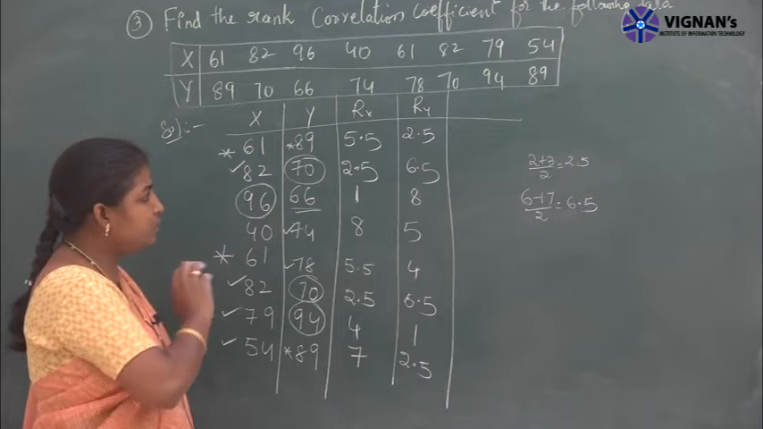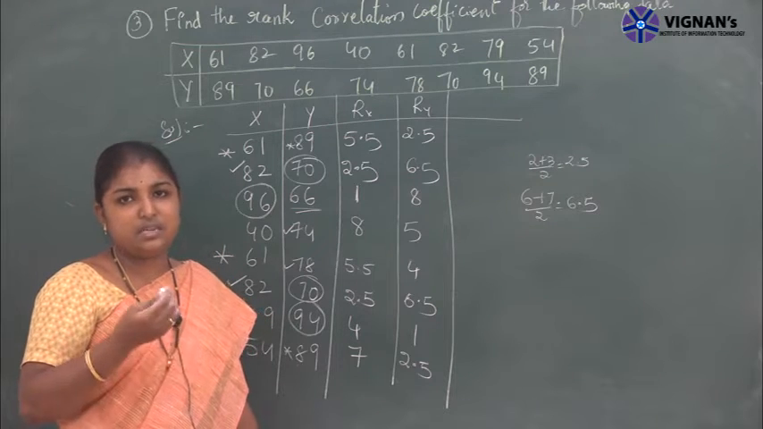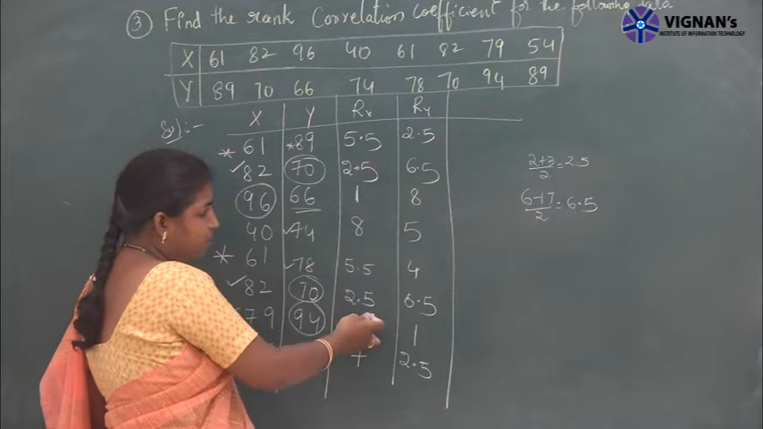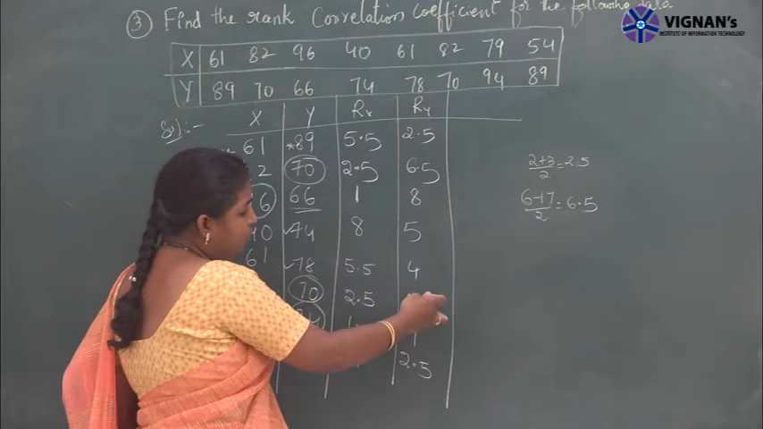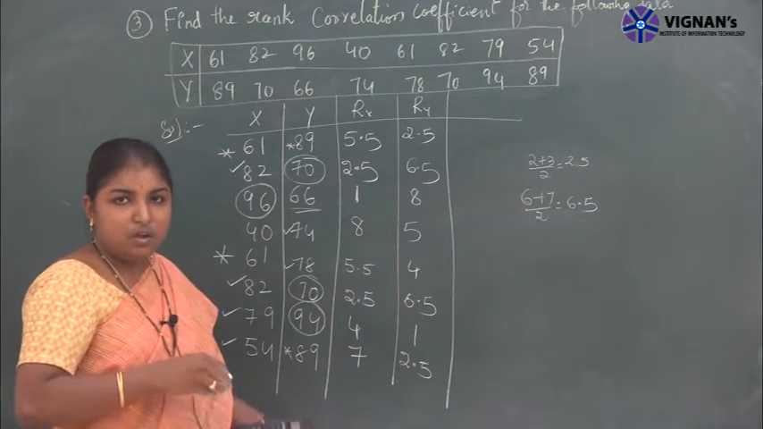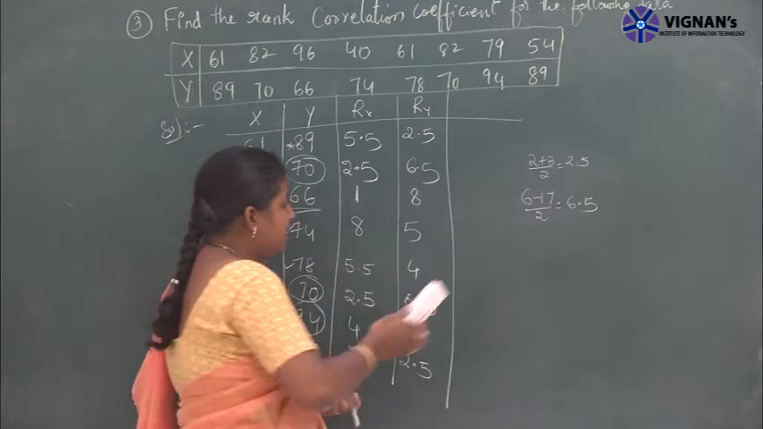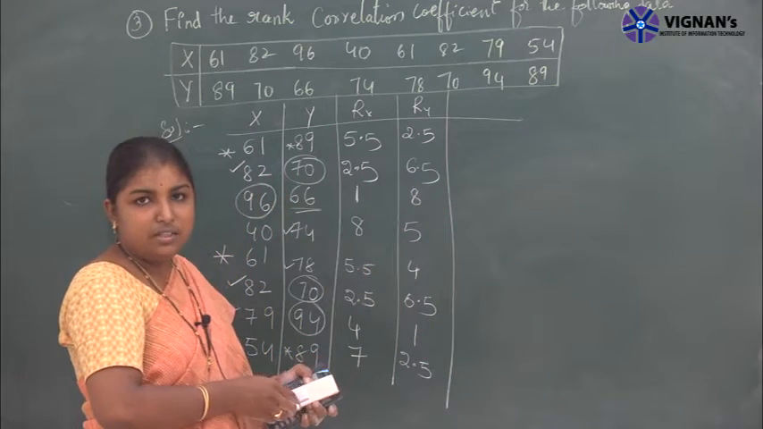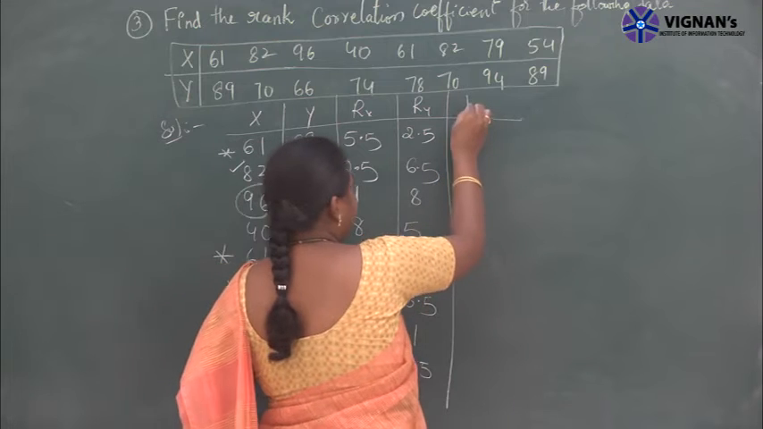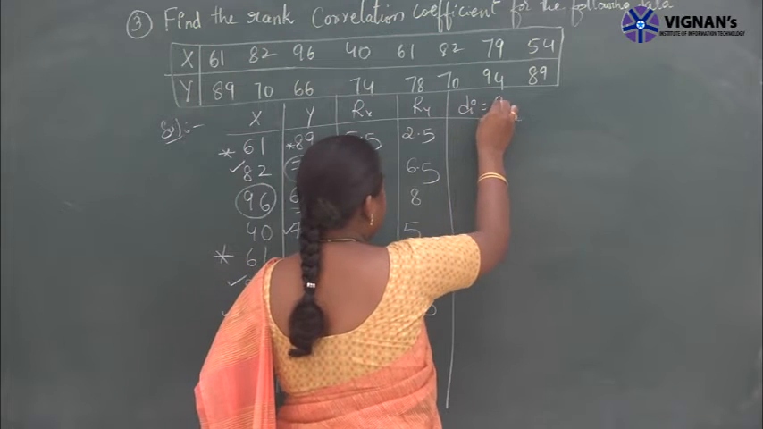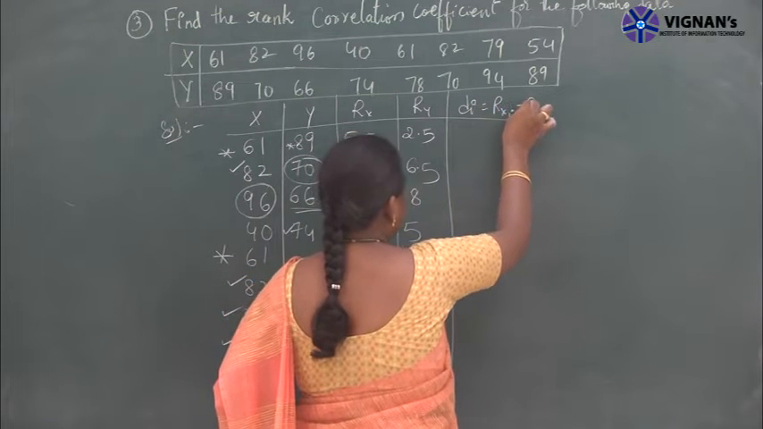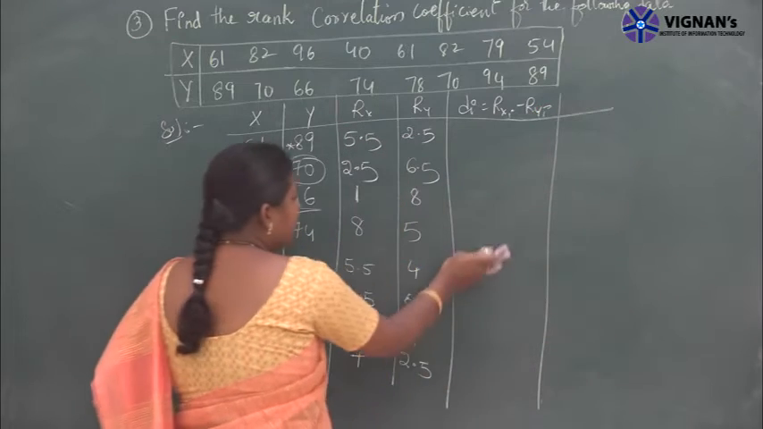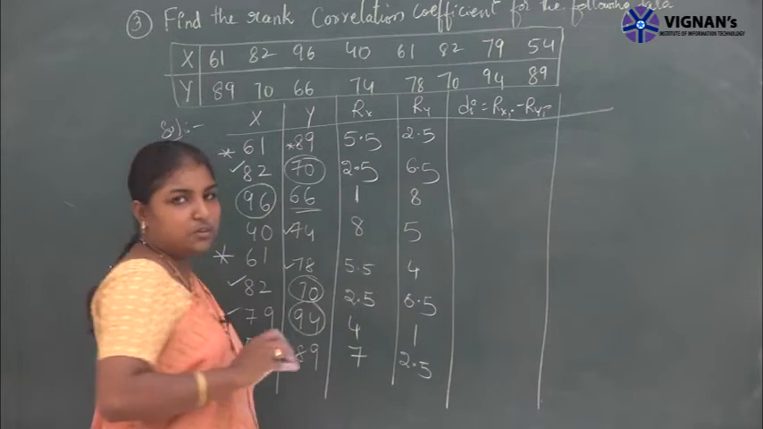So now we have to see that any one of the rank is repeated or not. Here in Rx 2 ranks are repeated. In Ry also 2 ranks are repeated. Okay. So next we are taking the difference of these 2 ranks Rx and Ry, that can be represented by Di is equal to Rxi minus Ryi. Right? Now we are taking the difference of these 2 values.